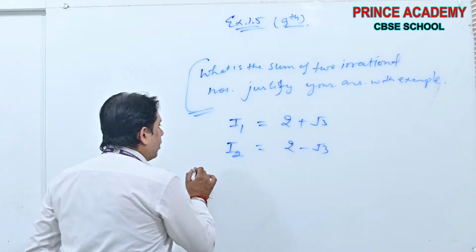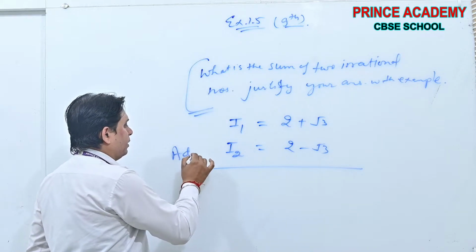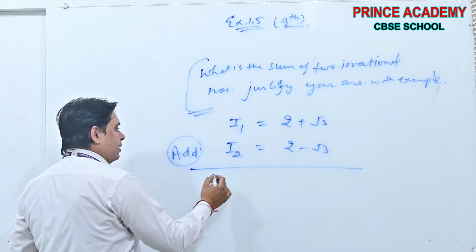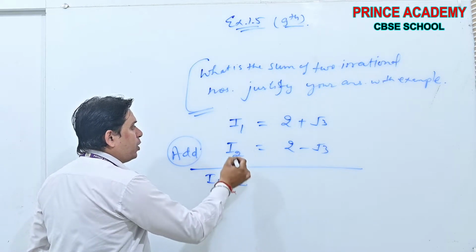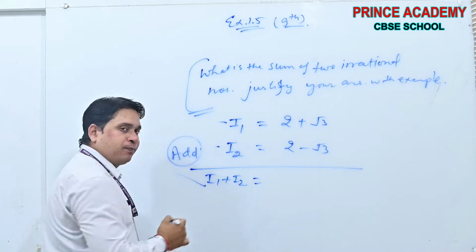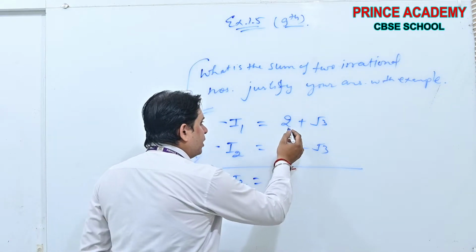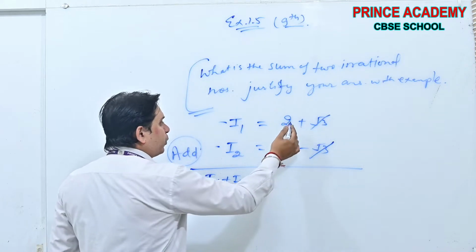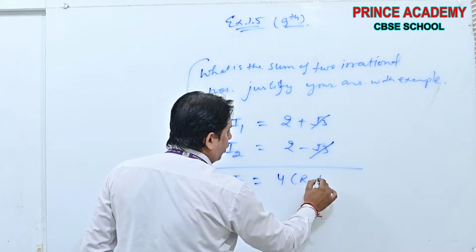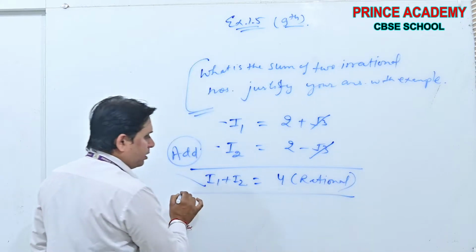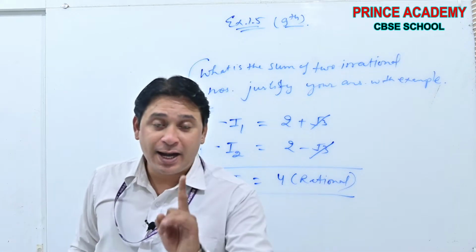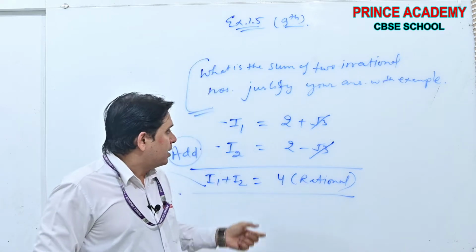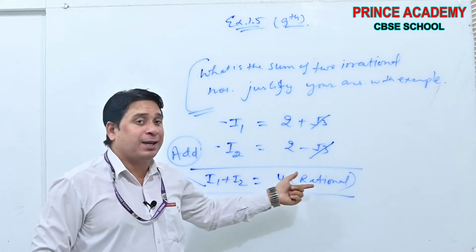Then I operated addition. Now see sir, I1 plus I2, the sum of two irrational numbers. Here 2 plus root 3 and 2 minus root 3, when we add, the root 3 terms will be cancelled. The output will be 4, which is rational. Yes or no? Done beta? It was the example which was justifying that the sum of irrational numbers can be rational.